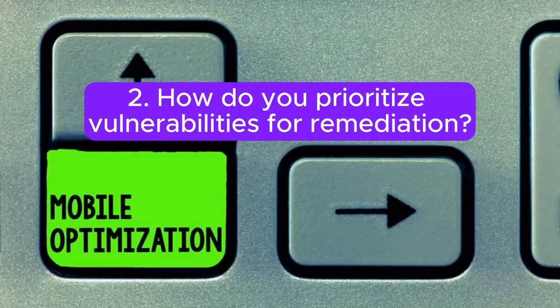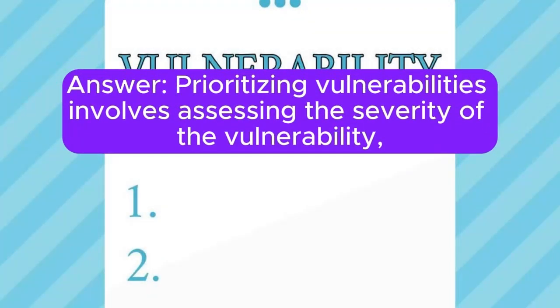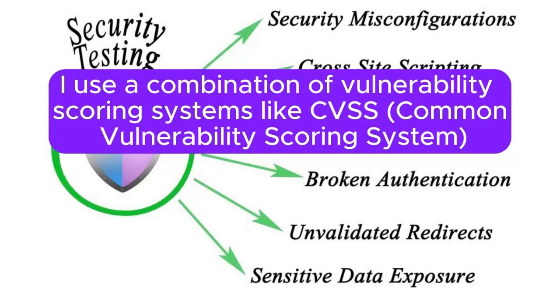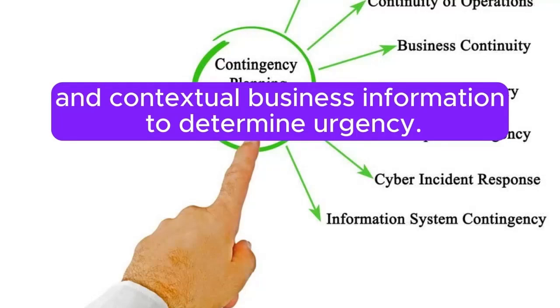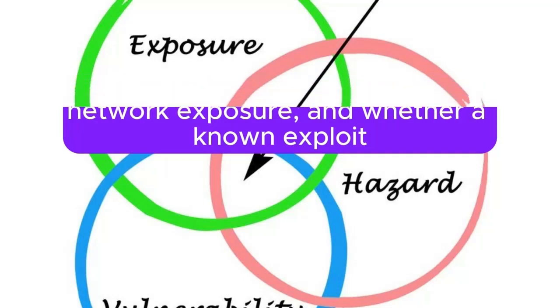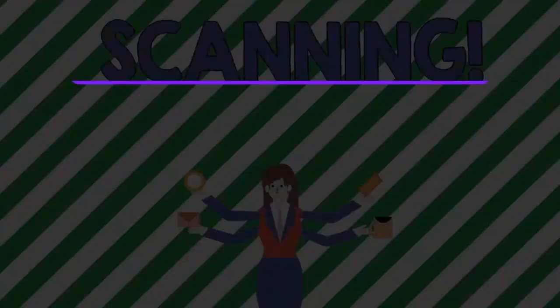2. How do you prioritize vulnerabilities for remediation? Answer: Prioritizing vulnerabilities involves assessing the severity of the vulnerability, the value of the affected asset, and the potential impact of an exploit. I use a combination of vulnerability scoring systems like CVSS, the Common Vulnerability Scoring System, and contextual business information to determine urgency. Factors such as exploitability, network exposure, and whether a known exploit exists also play critical roles in the prioritization process.